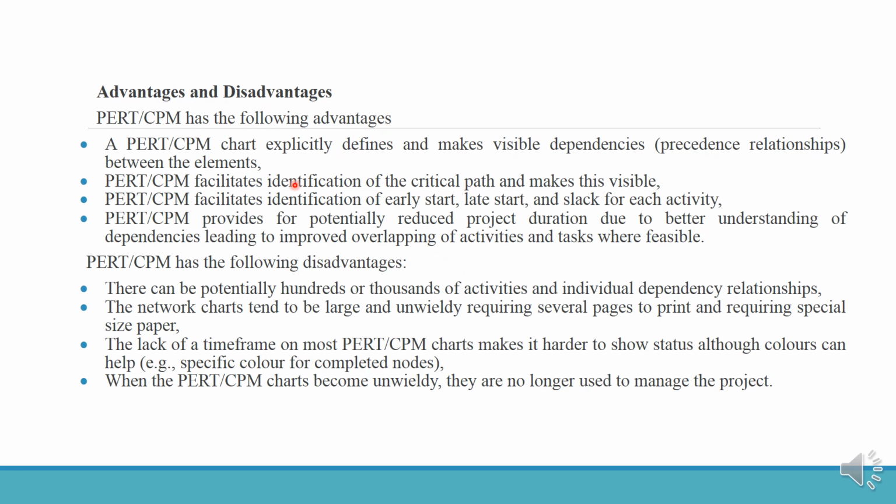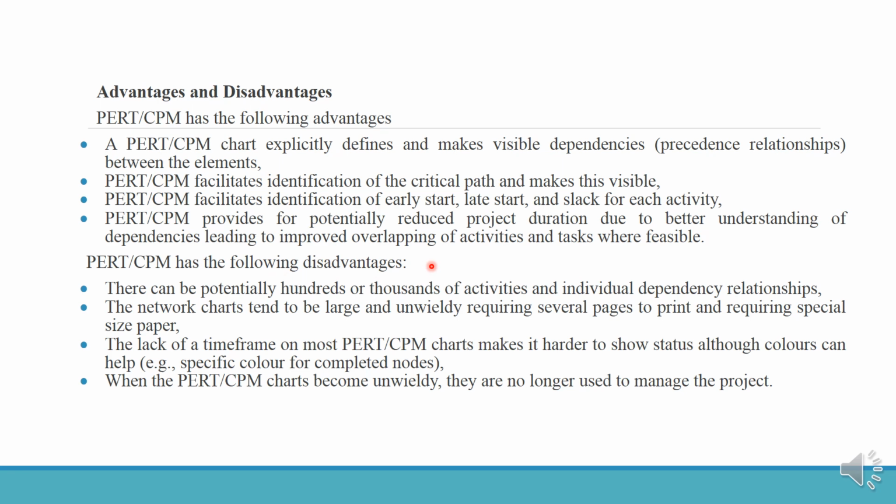Advantages and disadvantages. PERT and CPM have the following advantages. A PERT CPM chart explicitly defines and makes visible dependency, precedence relationships between the elements. PERT CPM facilitates identification of the critical path and makes this visible. PERT CPM facilitates identification of early start, late start and slack of activities. PERT CPM provides for potentially reduced project duration due to better understanding of dependencies, leading to improved overlapping of activities and tasks where feasible.